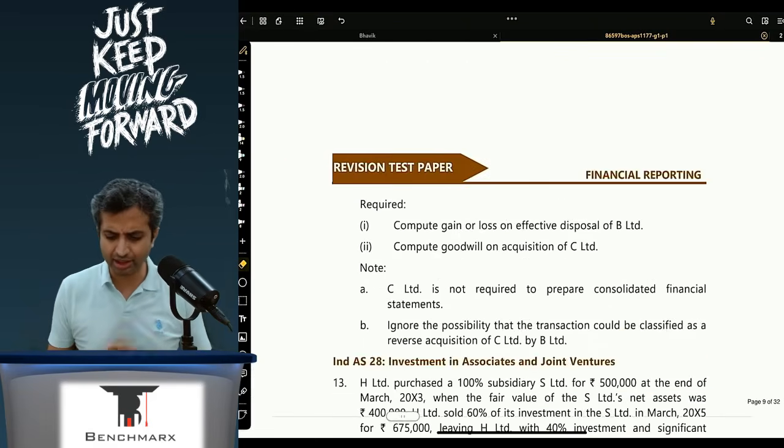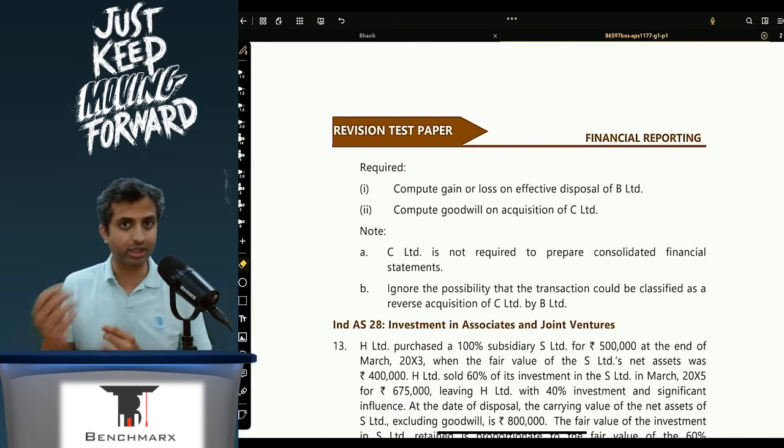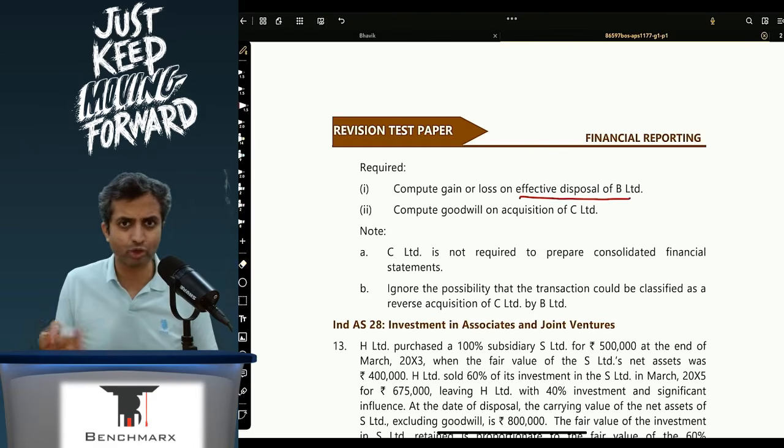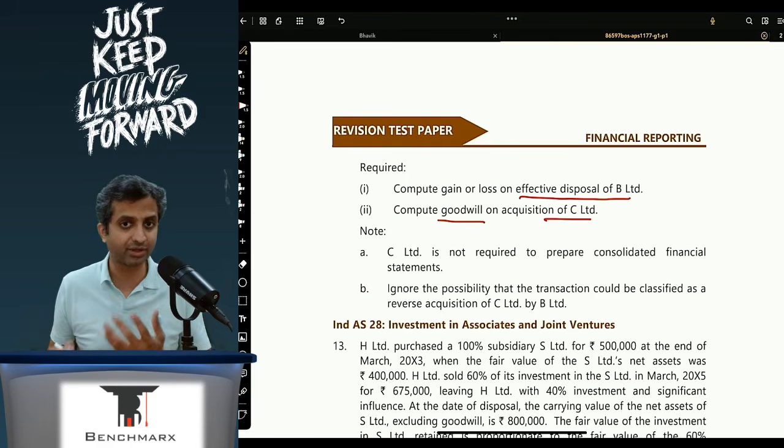Otherwise, let's get started. Over here, it's quite a big question, so we'll see what is asked first. You're asked to calculate the gain or loss on effective disposal of B. So there seems to be a disposal, and goodwill on acquisition of C. So there are 2 specific things that are asked.